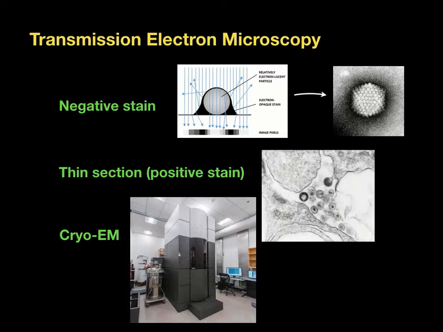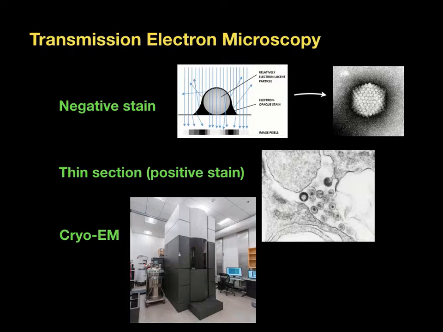We can also have an infected cell, for example, infected tissue, and we can make very thin slices with an ultramicrotome. And then we can stain that and visualize, and eventually we can see different particles there.